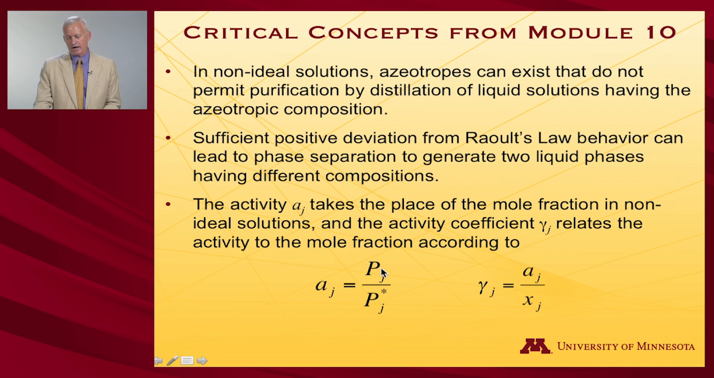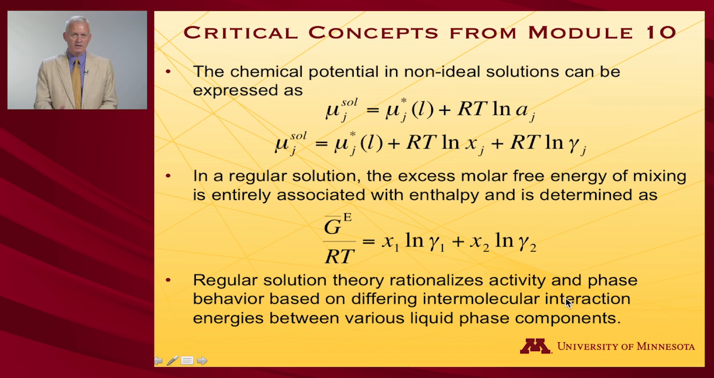Activity is defined as the ratio of observed vapor pressure divided by pure substance vapor pressure for a given component, and it takes the place of mole fraction in non-ideal solutions when one expresses, say, chemical potential. The activity coefficient tells you how different is the activity from the mole fraction. And so writing those chemical potentials then, here's the activity inserted into the chemical potential equation, and here it is just expanding activity is equal to mole fraction times activity coefficient, and so you get a sum of logarithms.